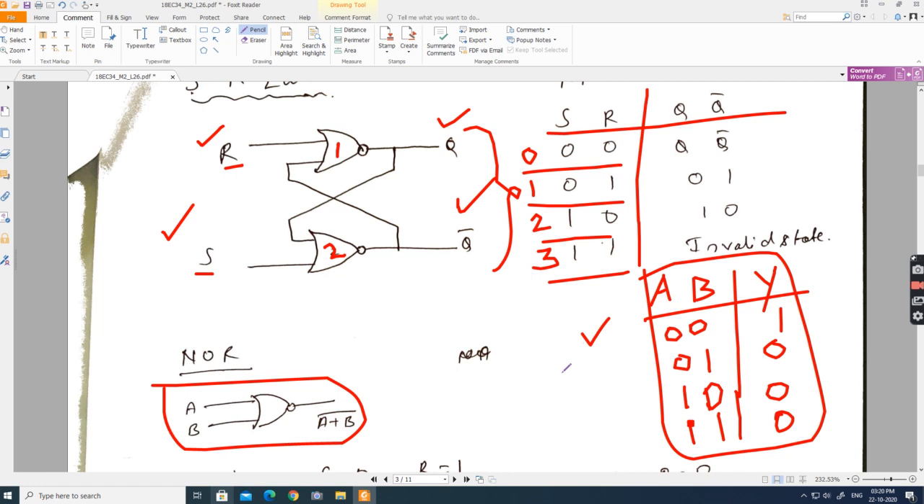Tell me, from this truth table, can we learn to judge from just one input? How? If any of the input is 1, then output will be 0. Very good. Now look here. If A and B are the 2 inputs, if any one input is 1, definitely output is 0.